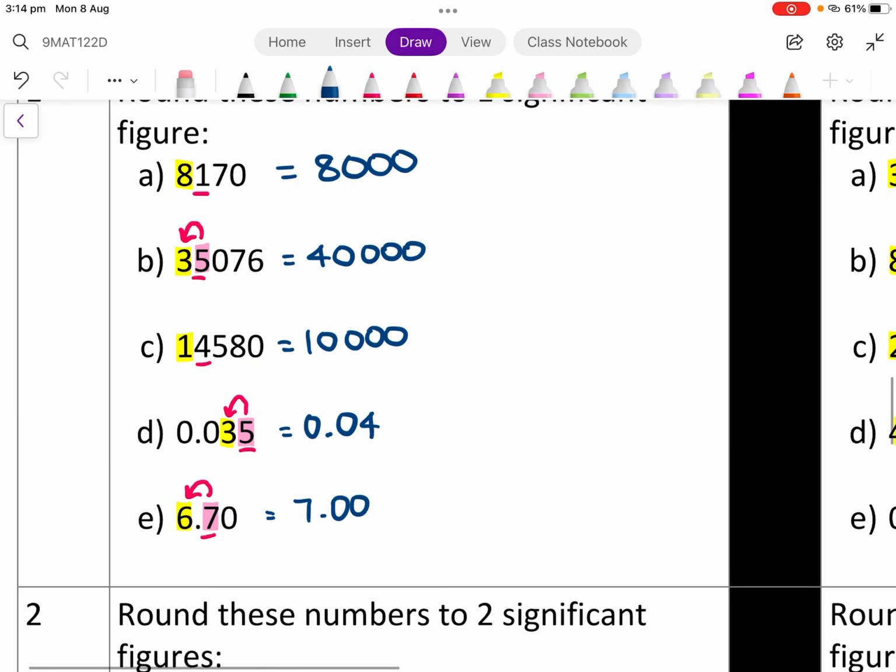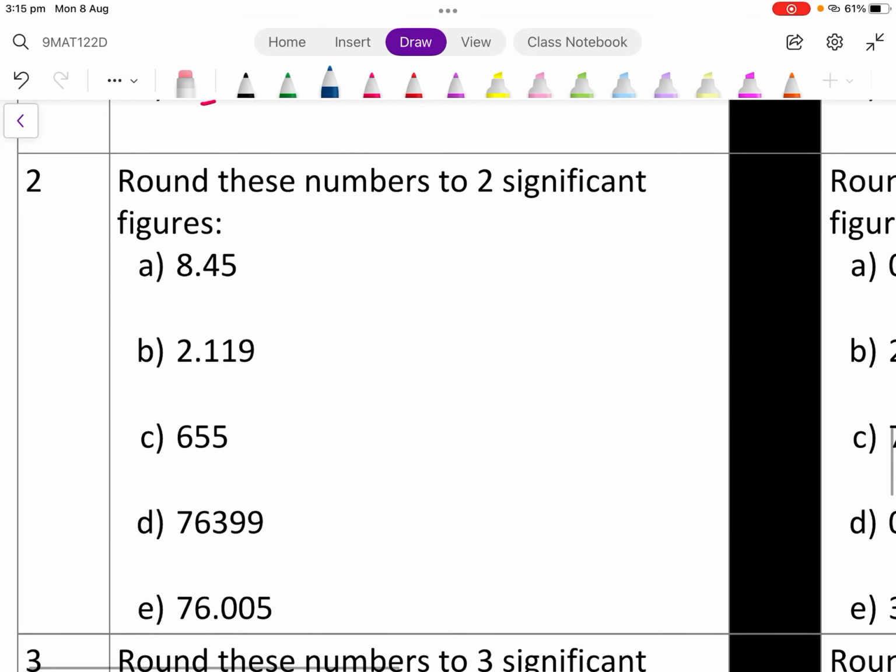Now looking at question 2, we want to round these numbers to two significant figures. So we want two numbers that are significant. So we have our 8.4. Our 5 after it is not significant, but we need to see whether the 5 will help us round up the 4, which in this case it will. So we'll have our answer as 8.5. First two significant digits are 2.1. The 1 behind it does not round it up, so our answer will just be 2.1.